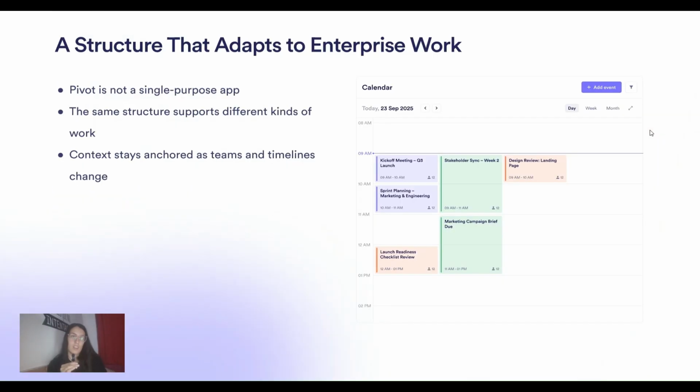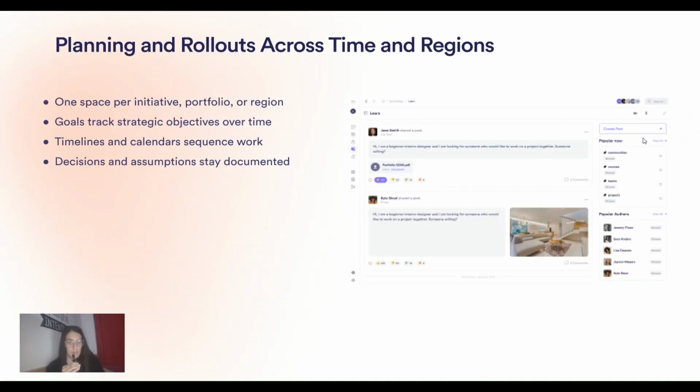A structure that adapts to enterprise work. So, Pivot is not a single purpose tool or app. It is a structure that adapts to different kinds of enterprise work while keeping context intact. Let's see common use cases for enterprise teams.